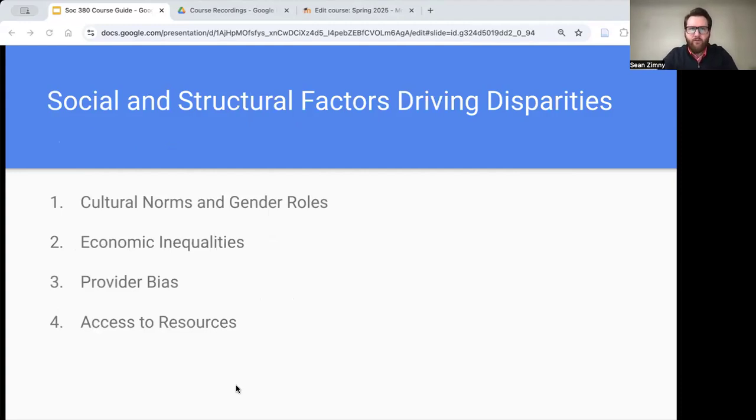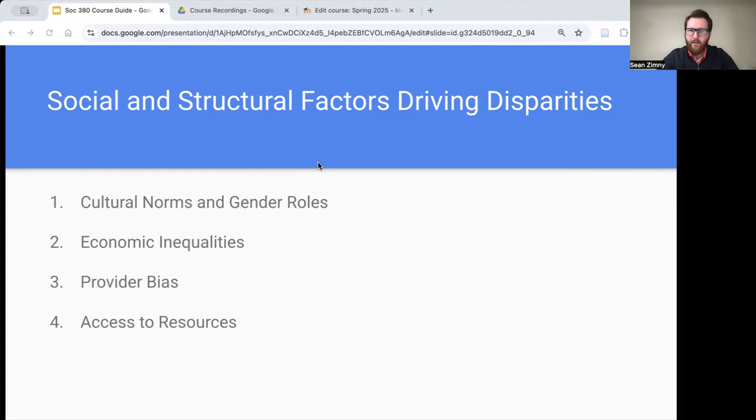Here are some social and structural factors driving disparities, also important to point out. So there's 4 here that I've listed. Number 1, cultural norms and gender roles. So kind of already talked about this, but expectations tied to gender roles shape our behaviors around things like our diet and exercise and risk-taking and our willingness to seek care. For example, women are often expected to prioritize caregiving even over their own health, while men may avoid seeking care due to the perceptions of things like weakness and vulnerability.